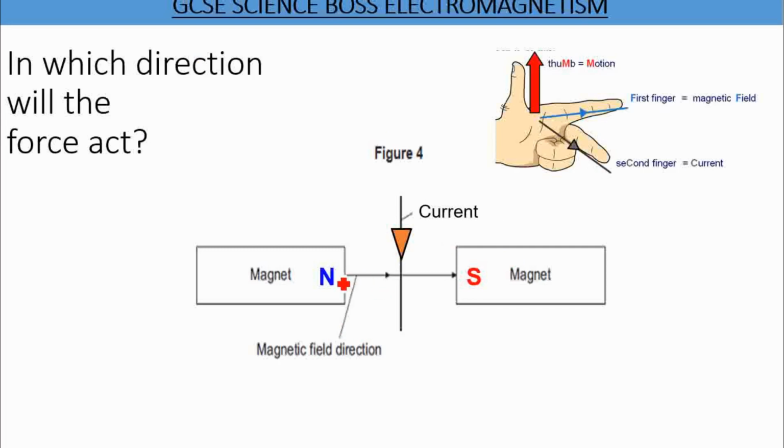You can see the magnetic field is always from north to south. So your first finger, using your left hand, you're pointing that from north to south. The current is going downwards, so your second finger, you will have to turn that finger downwards. Make sure that finger is pointing downwards. And then as you can see now, your thumb should be pointing towards you. Therefore, the direction of this wire's motion is going to be towards you.